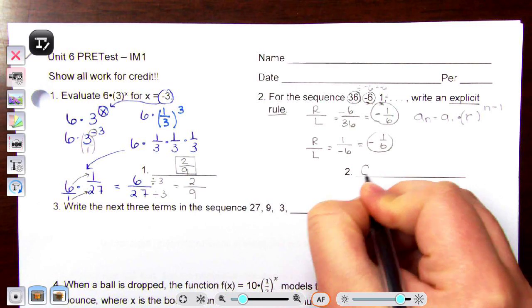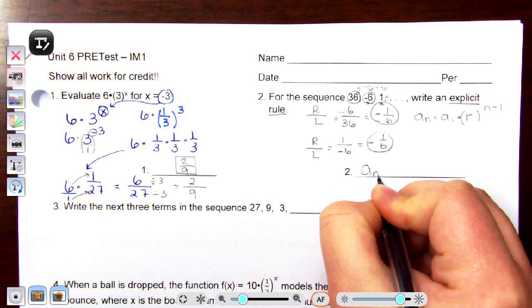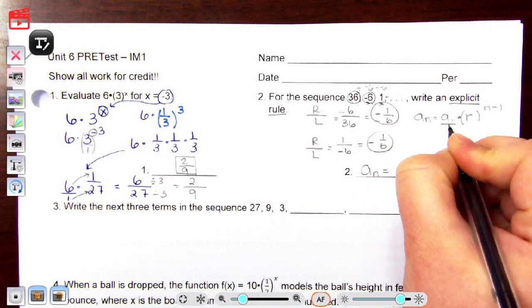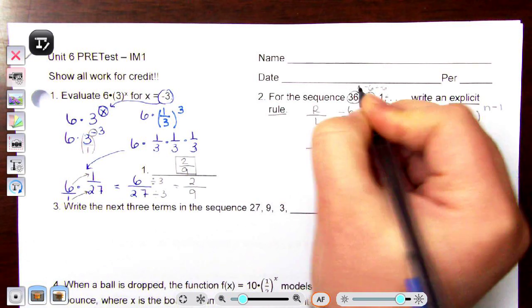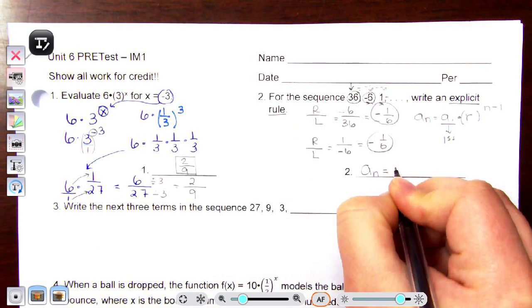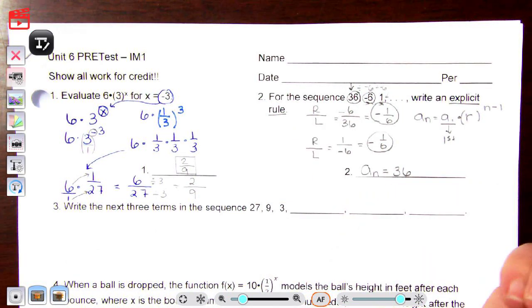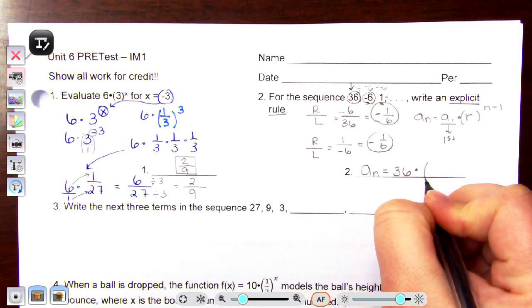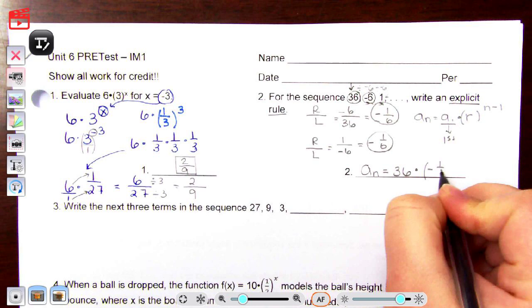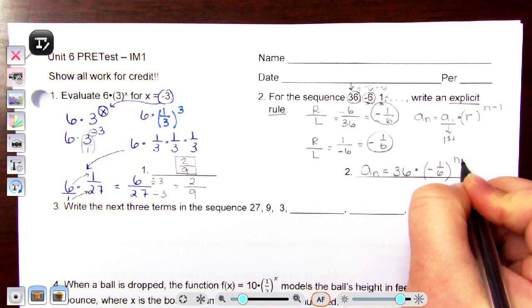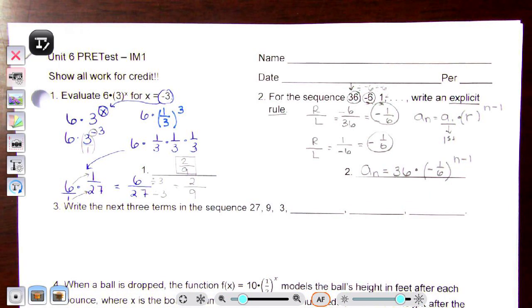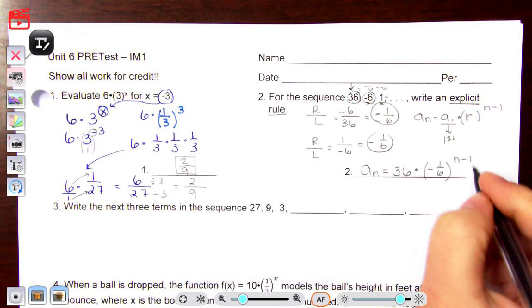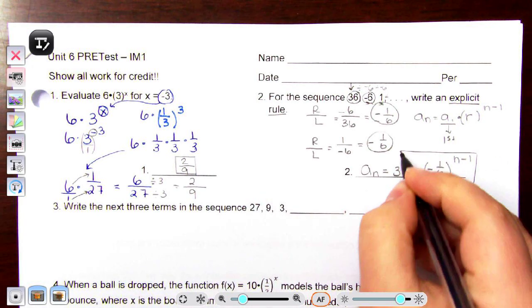So I'm going to start out my explicit rule: a sub n is equal to a sub 1, your first term of the sequence, which is 36, or your term in the first position. So we have 36 times our common ratio, which is negative 1/6, to the n minus 1. Keep your n. And that's it. That's your explicit rule for the sequence given above.